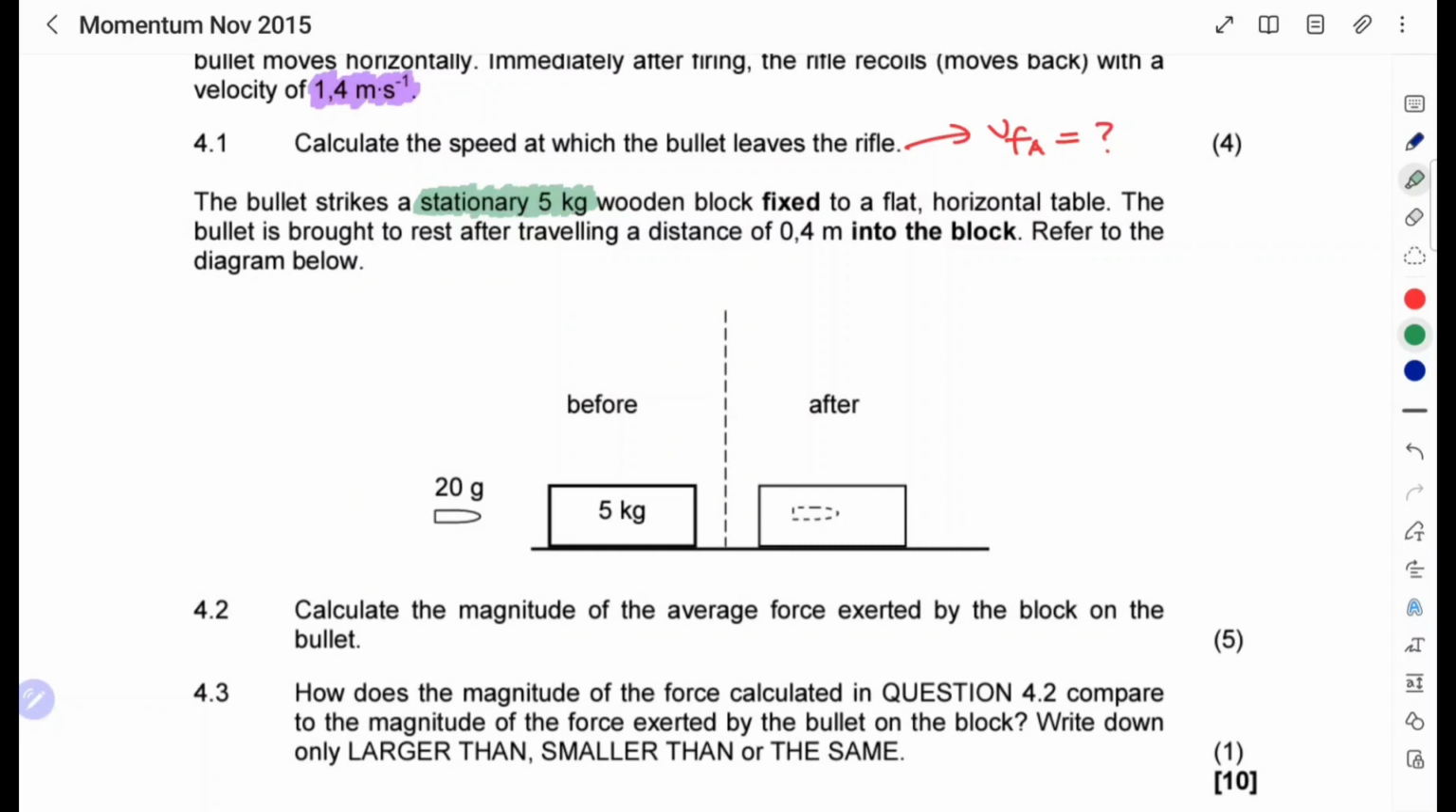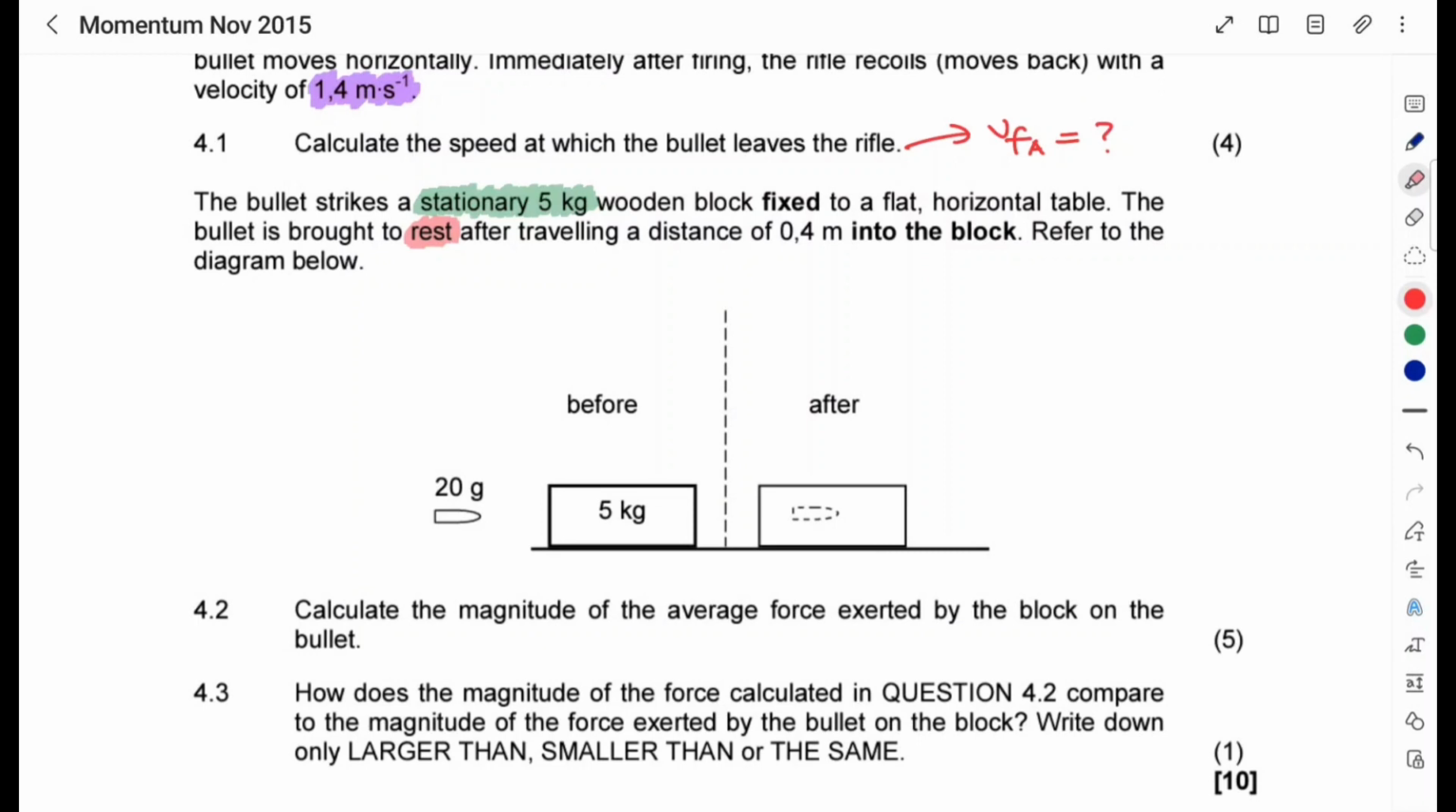The bullet is brought to rest. So now it states that our bullet is brought to rest, meaning it actually gets stuck inside of this block. It doesn't exit the block. So my previous statement where I stated that it enters the block and then travels a certain distance and exits the block was actually incorrect. This bullet enters the block, travels a certain distance and then gets stuck inside of this block. So our final velocity of our bullet is 0.